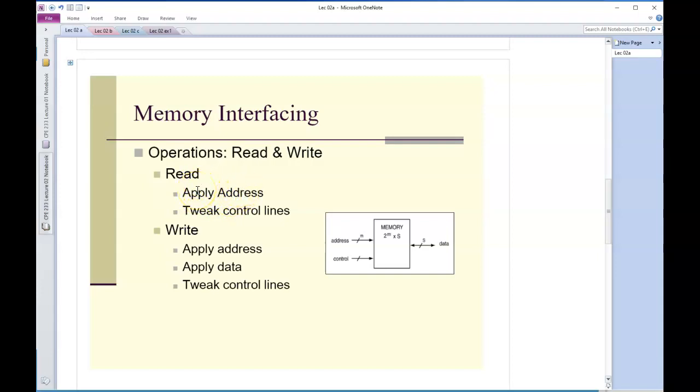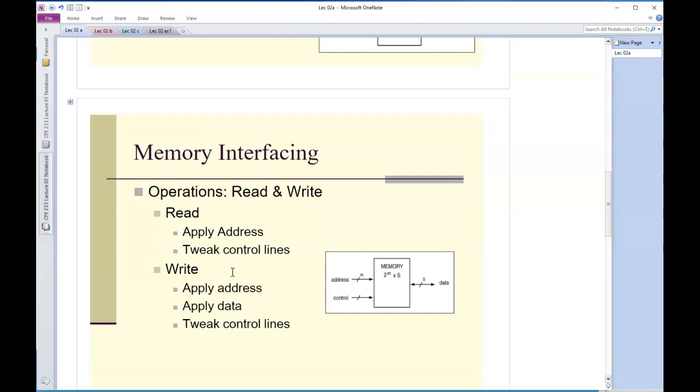That's the data. It's specifying which piece of data you want to read, and then I'm going to tweak the control lines. Tweak the control lines is just a generic term. Every memory is going to have a different way to do it. So when I'm writing, I need to give it data and an address and then tweak the control lines. Generally speaking, these are, at a high level, what we need to do to read and write memory.